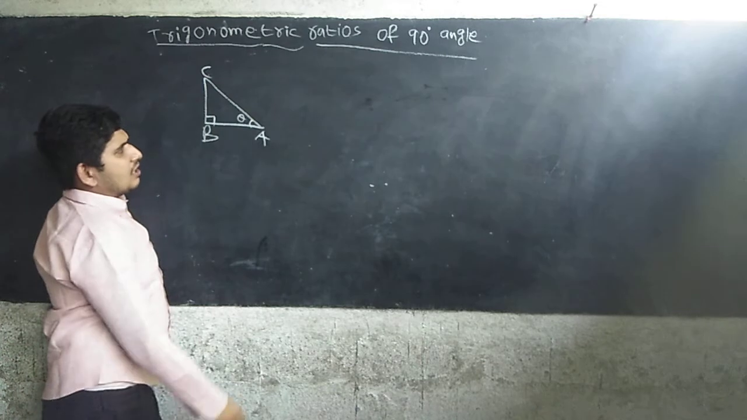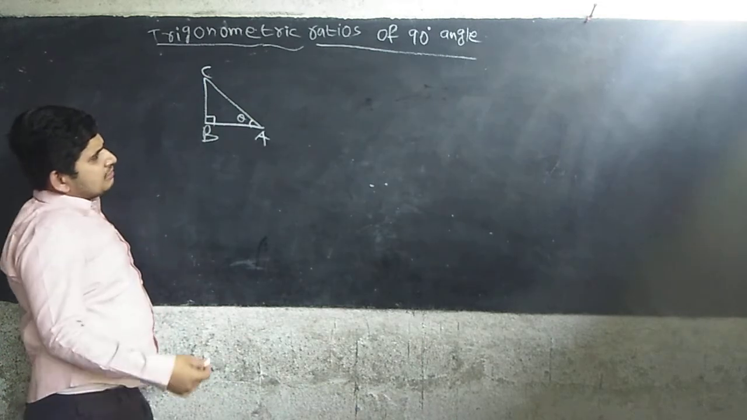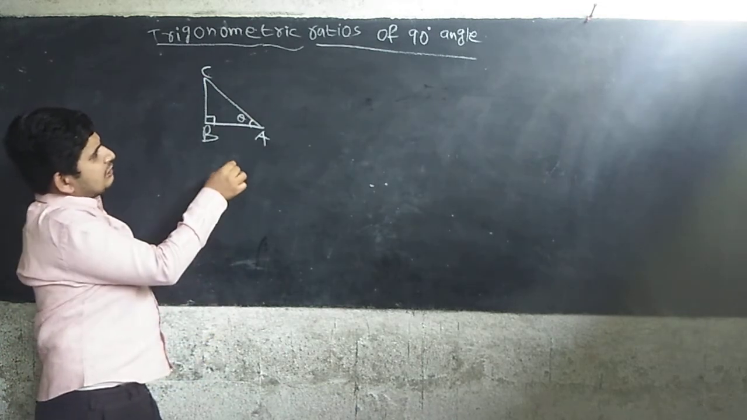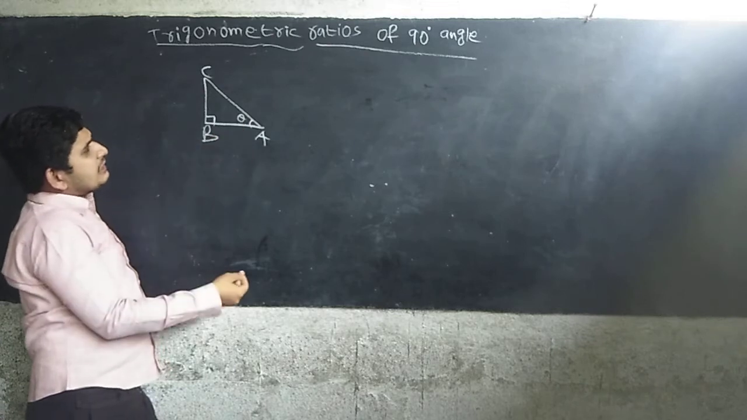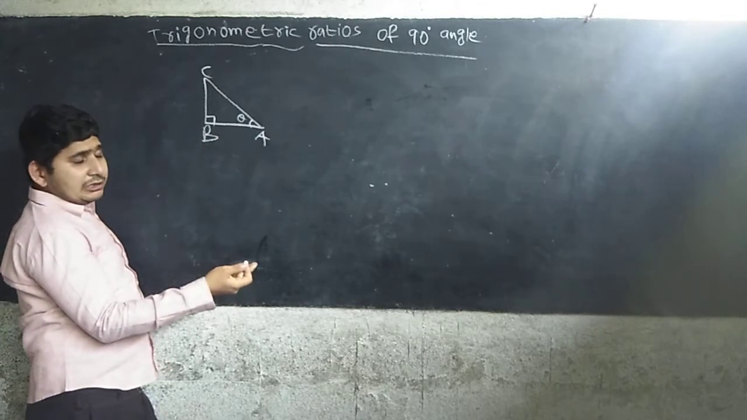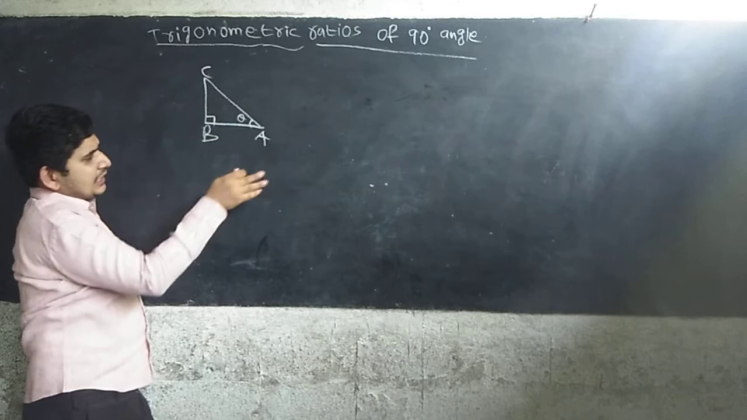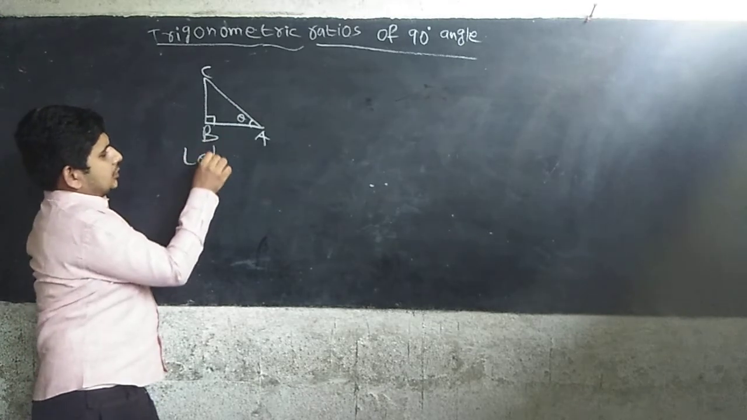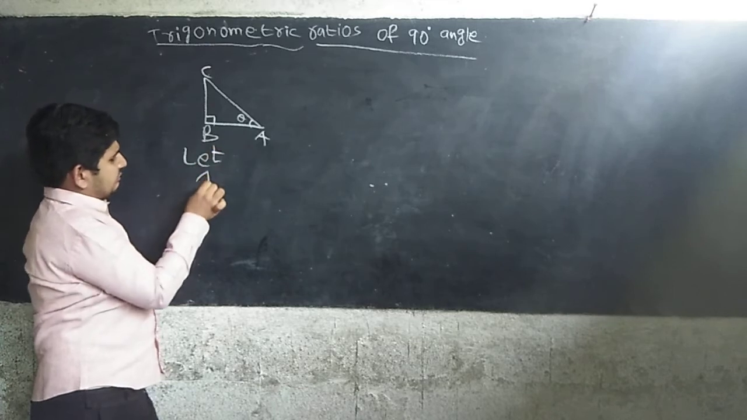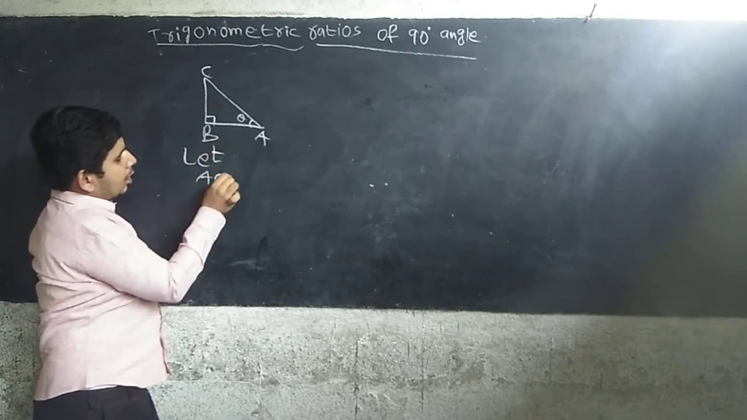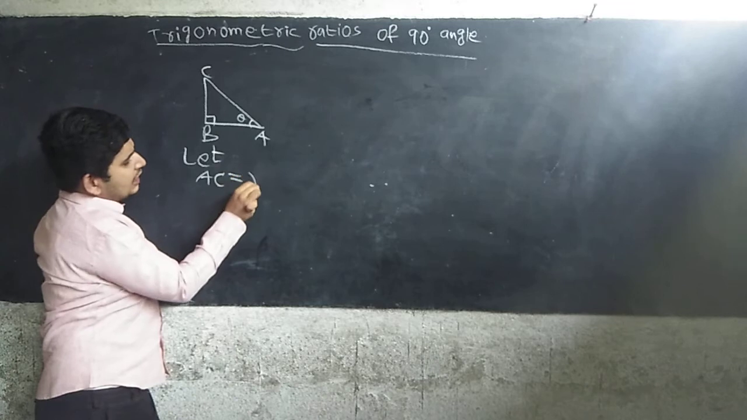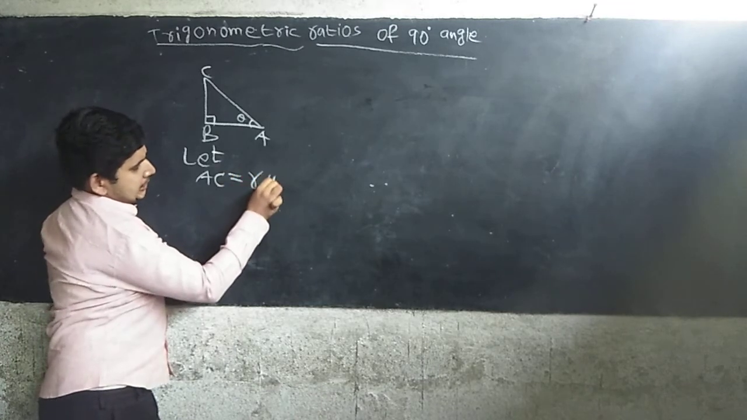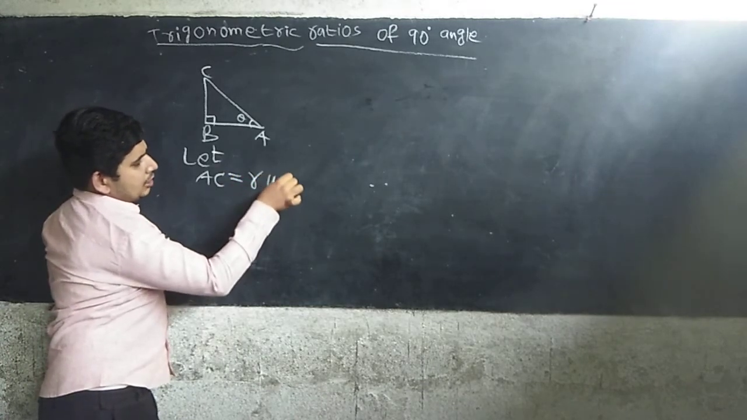Now, we don't know the measurement of AC. So let AC equal to R units.